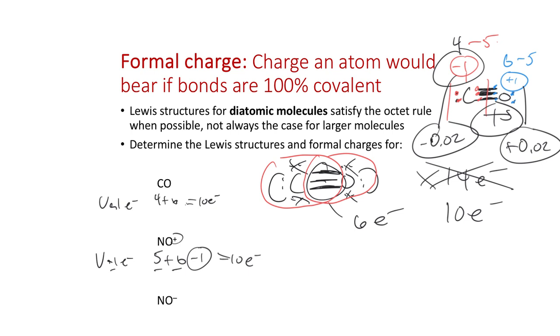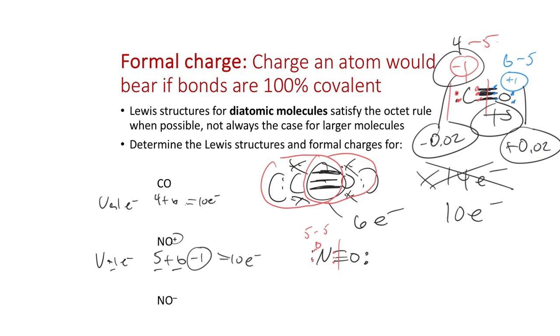So NO with a positive charge has to have a triple bond just like CO did. There's no choice here. That's the only Lewis structure I can come up with that satisfies the octet rule for both atoms. And now if I think of calculating my formal charges, nitrogen is happy, if you will, because it should have 5 electrons closest to it, and it does. So it has a 0 formal charge.